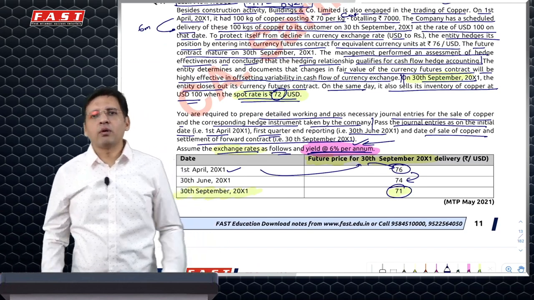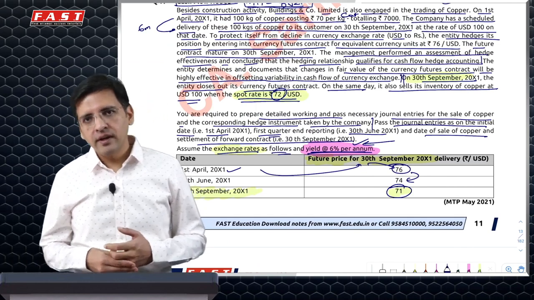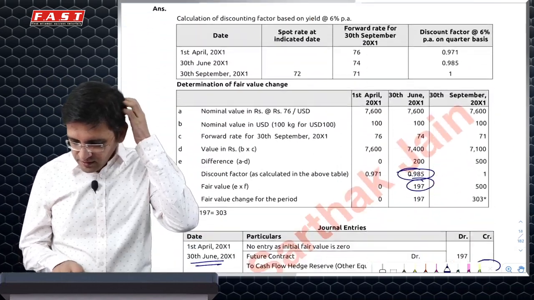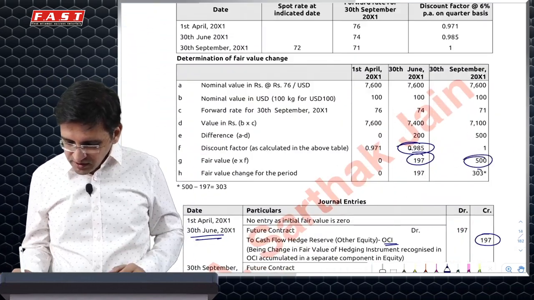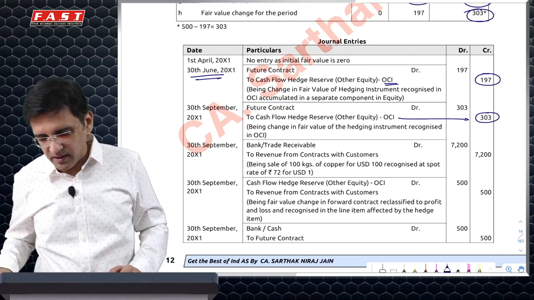Now there is obviously no interest element involved, so you will further book a gain. So a total gain of 5 into 100. So 500 is your total gain. That means you'll have to additionally recognize a gain of 303. 303 additionally recognized in OCI.